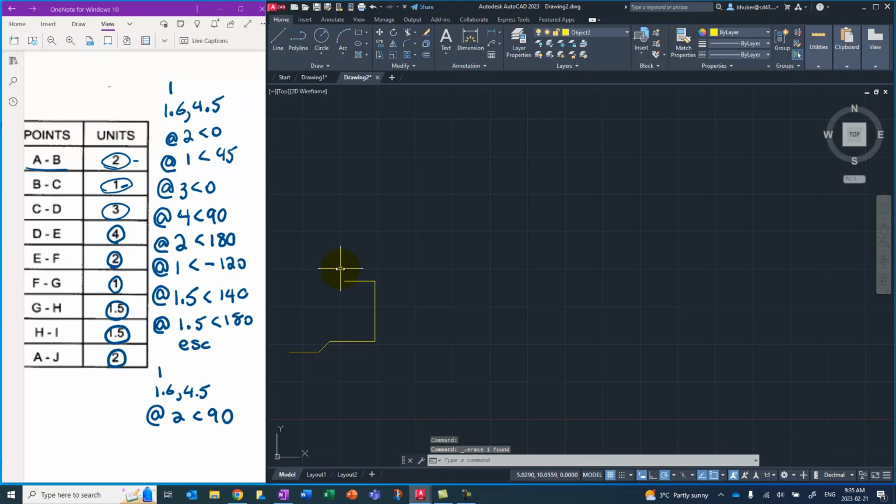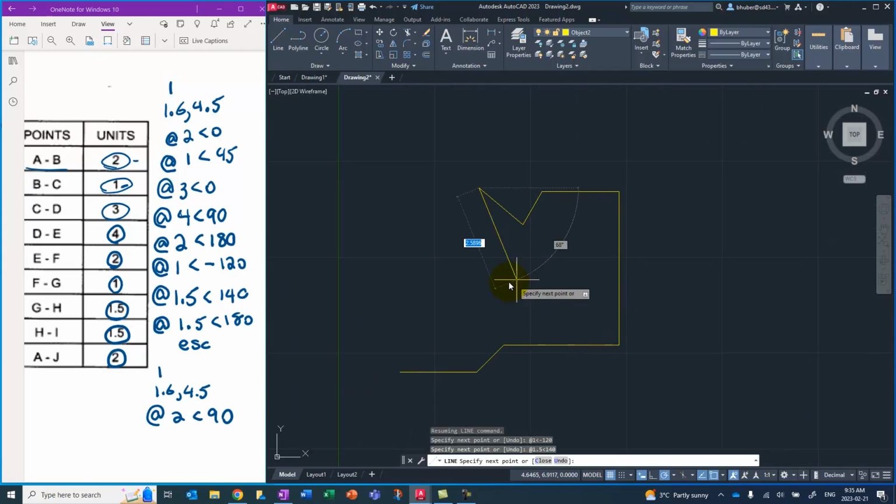So that's a bit of a mistake. Let's get rid of that line. Let's type L. I'll just use the object snap to get back to where I left off. And so if you're using dynamic input, you just have to watch for that. I'm going to keep going the way I was. I'm going to type @1<-120, and then I get what I expected. I'll go @1.5<140. Let's just pan this a little bit bigger here. Where did I leave off? Okay, @1.5<180. Okay, and so I'm at that final point here.